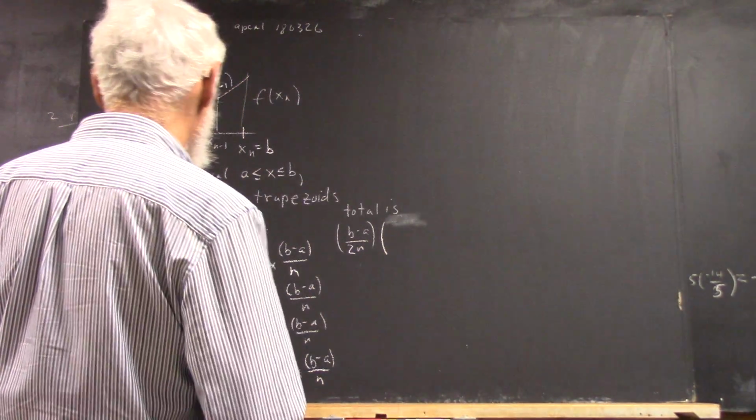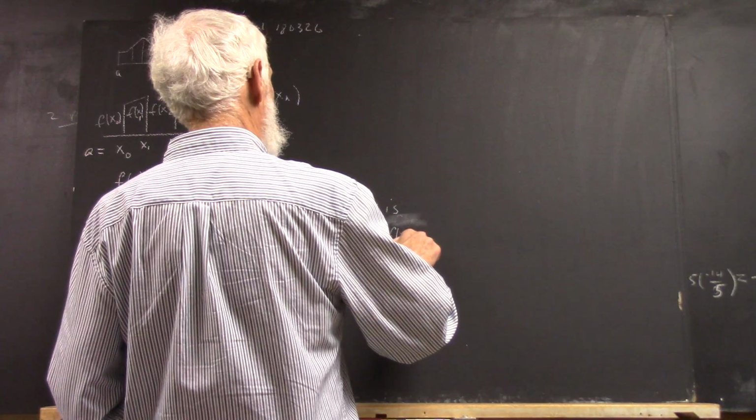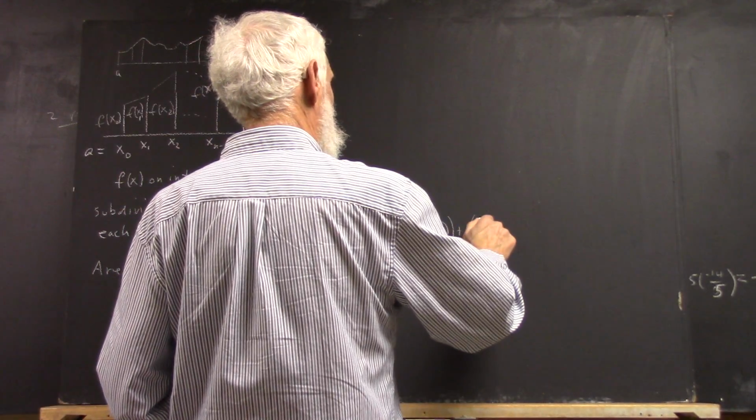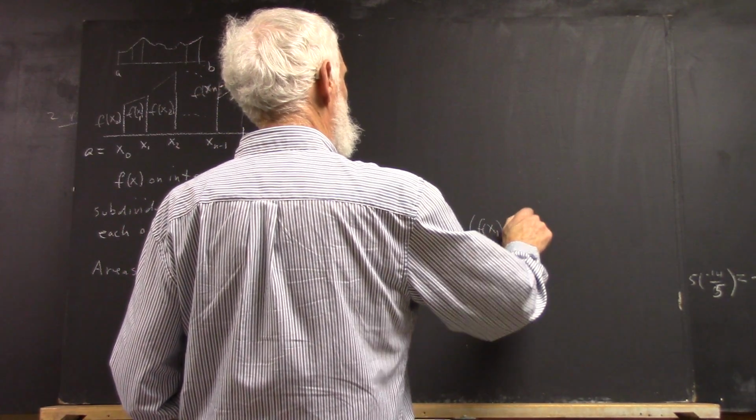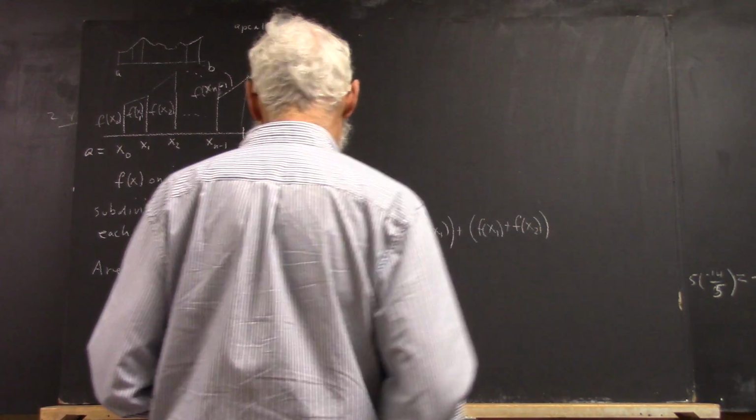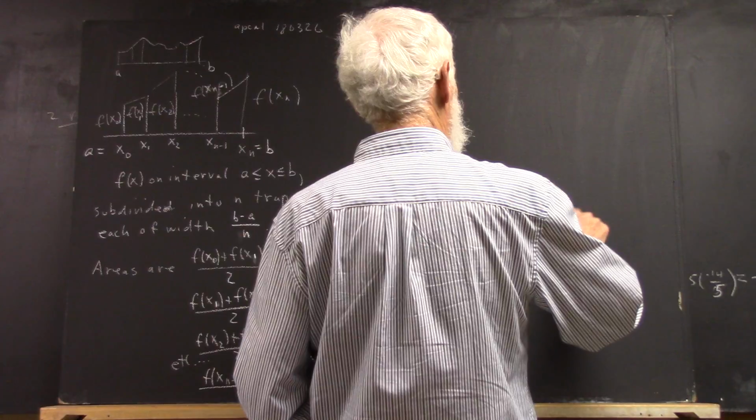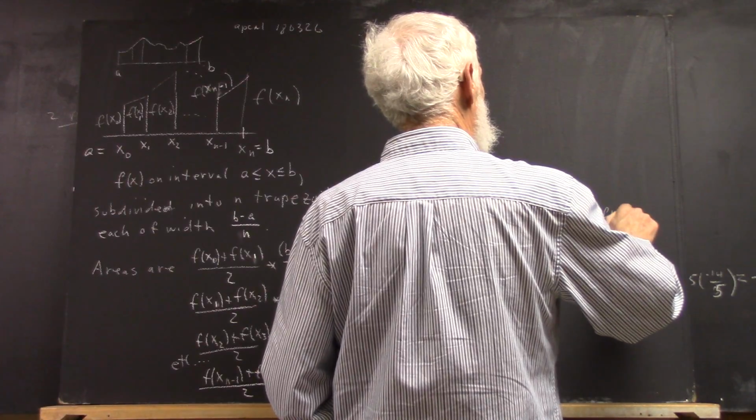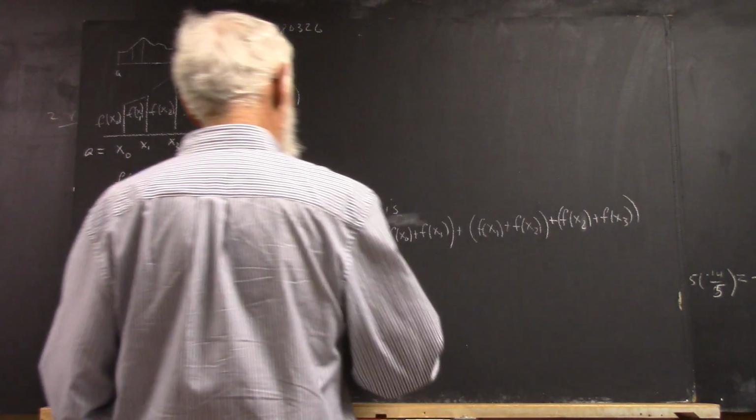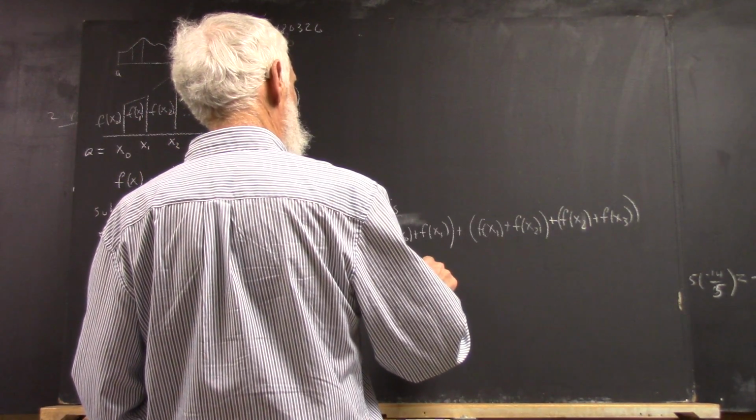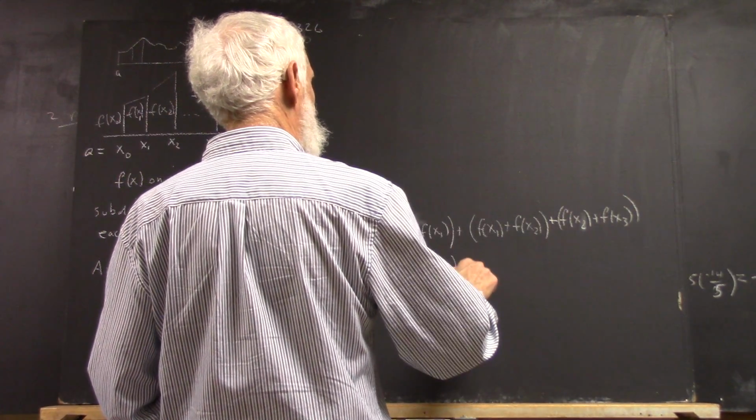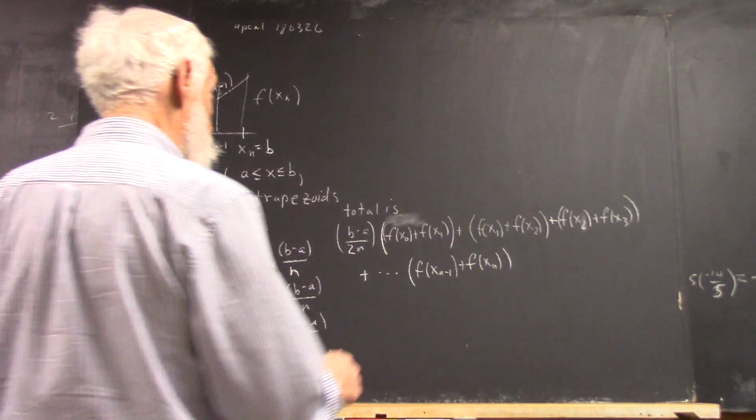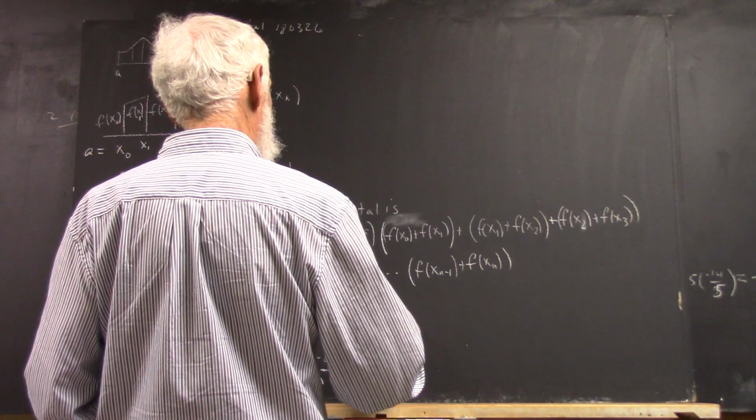Now what have you got left? You've got f of x naught plus f of x1, plus f of x1 plus f of x2, plus f of x2 plus f of x3, plus dot dot dot up to f of x n minus 1 plus f of x n. Well, that equals b minus a over 2n.